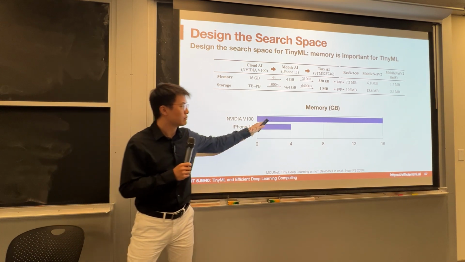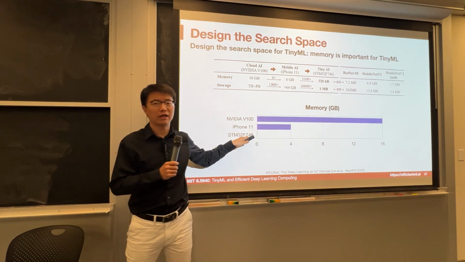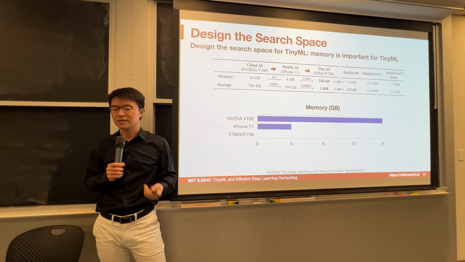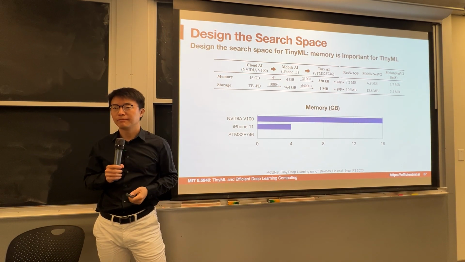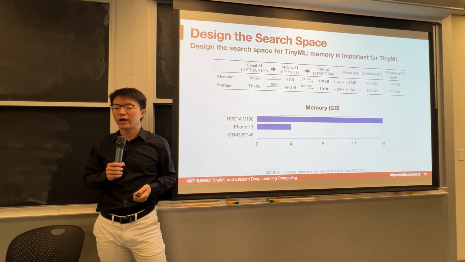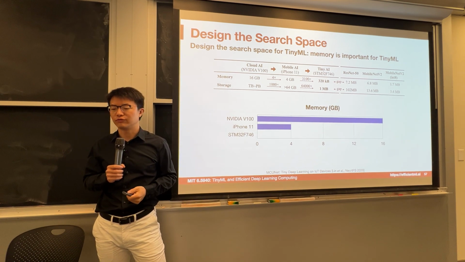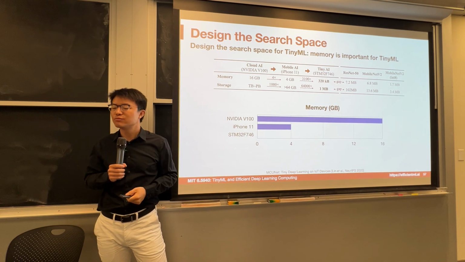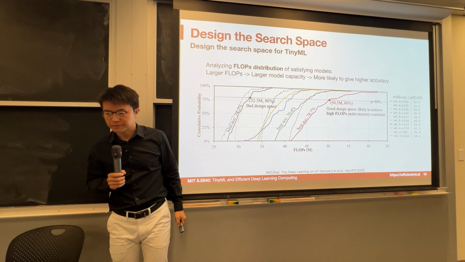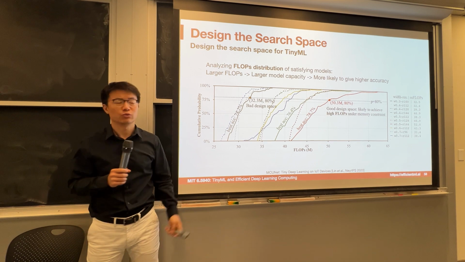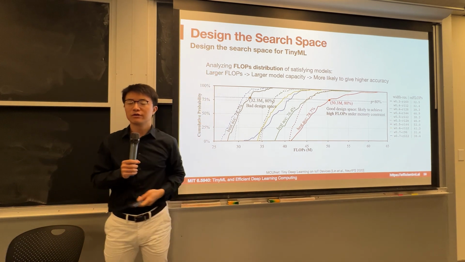So this is comparing the memory for a GPU, a phone, and also an IoT device. And you can tell this is a pretty tightly constrained scenario. And there's no prior art. How do we design the model for that? So it's like a blank piece of paper. And how do we narrow down the design space? So we want to design the design space for TinyML.